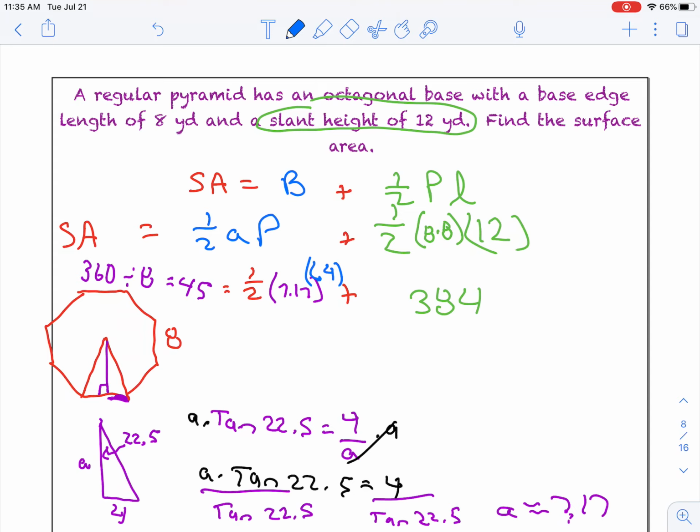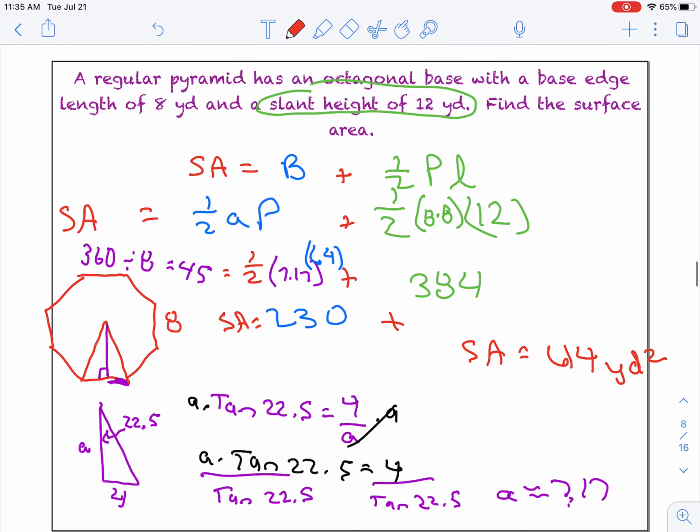And that gives me a total of 230, added with the 384 gives me a surface area then of 614 yards squared. So again, you're going to have to go back and use some of the things you already know about regular polygons. Those are the tricky parts.